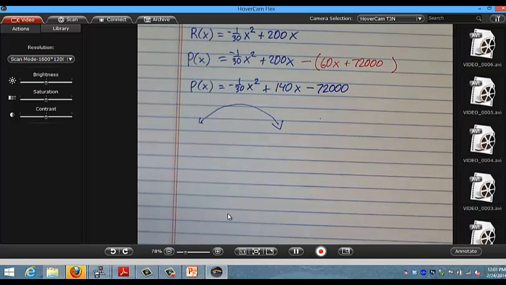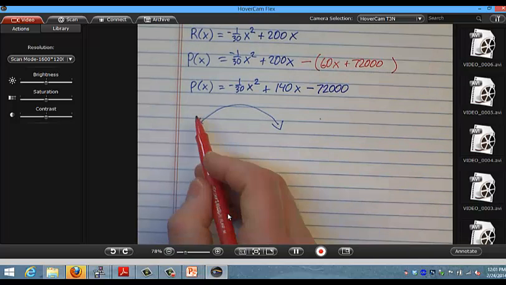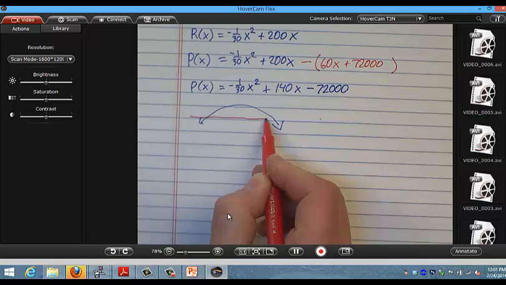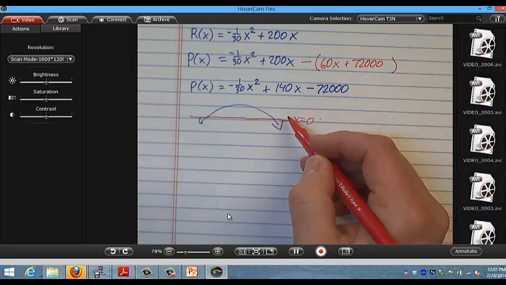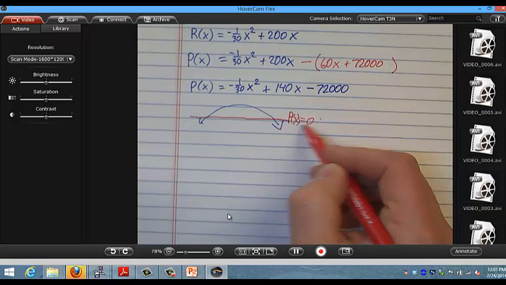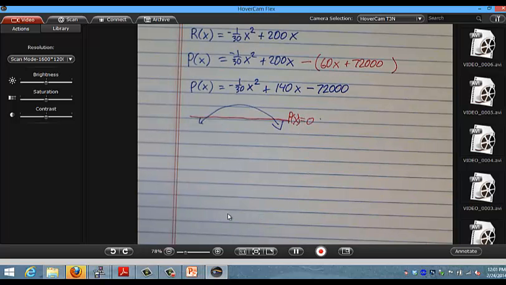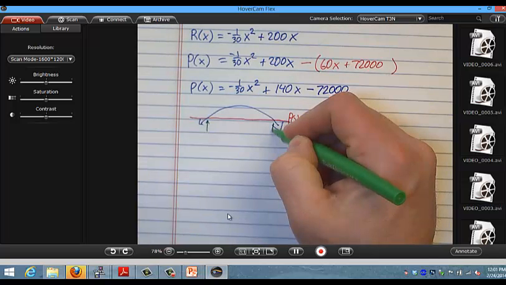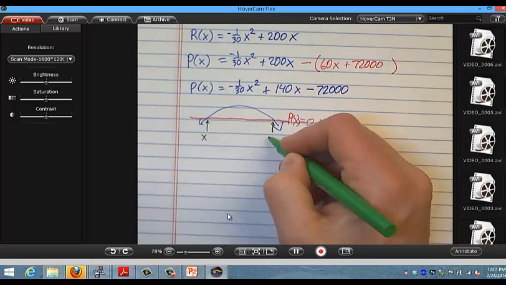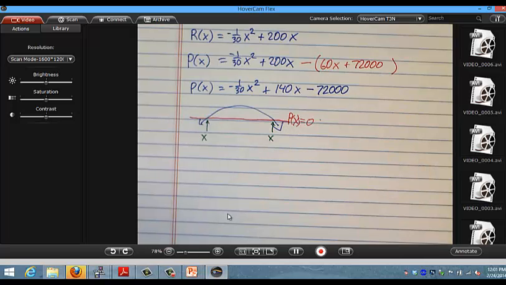And see, somewhere right here, when the profit is 0, not x equals 0, p of x equals 0, that's like your break-even points, right? So I'm trying to figure out what are the x values that make the profit 0. That's what I'm looking for. Does that make sense to you guys?